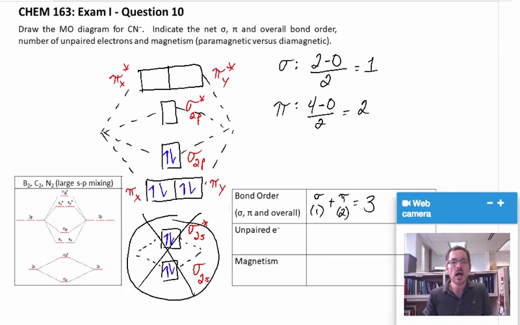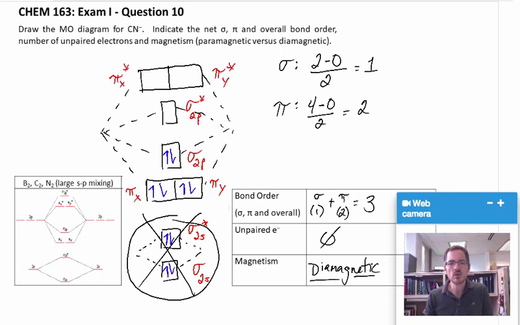As far as unpaired electrons are concerned, everything seems to be paired up nicely, and I can confirm that with the Lewis structure that I made earlier. So none exist in this structure. This means that every subshell in the orbital has an upspin and a downspin, meaning that my magnetism for this problem is going to be a diamagnetic structure.